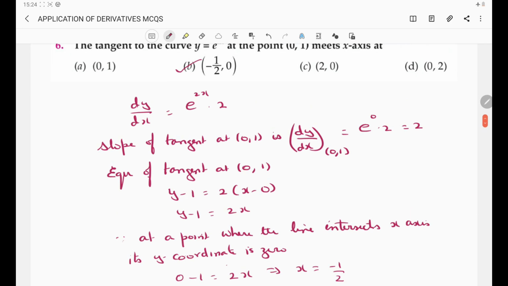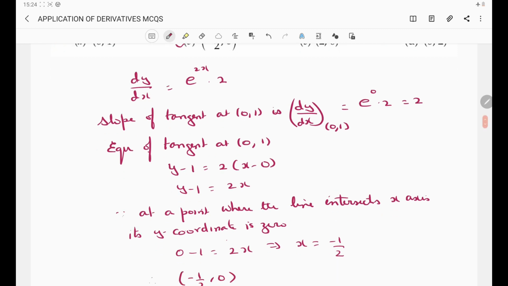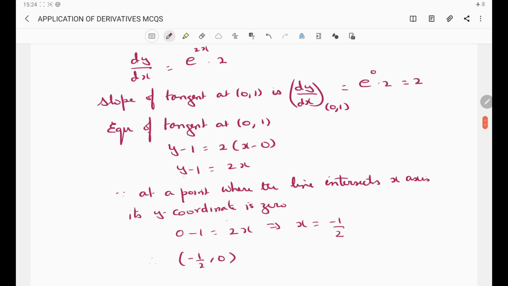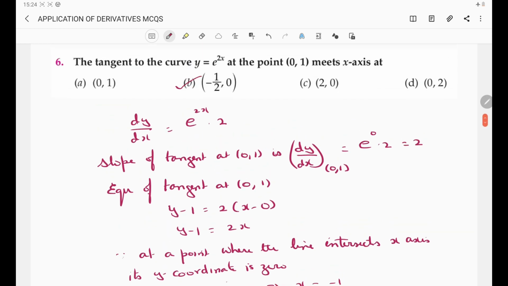So first of all we found the derivative, and then the slope of the tangent we found to be 2, and then we find the equation of the tangent. And since the tangent is intersecting the x-axis, at the point where the line intersects the x-axis, the y-coordinate will be 0. So we put in place of y 0. So I got 0 minus 1 equal to 2x, or x equal to negative half. So the point of intersection is negative half comma 0, that is option B.